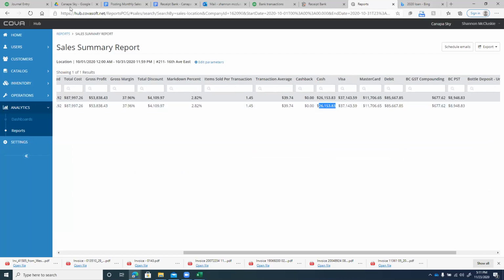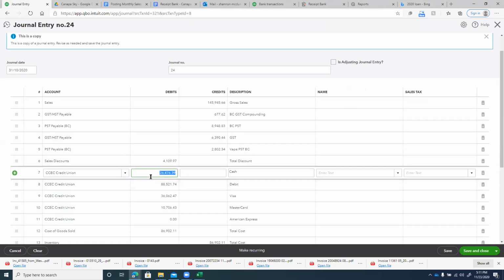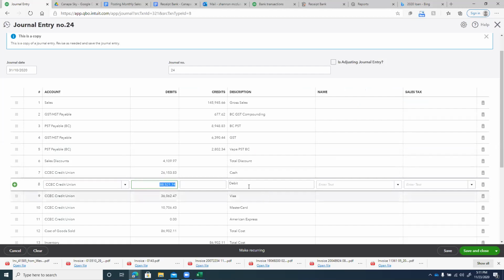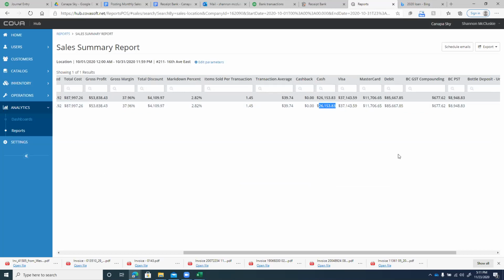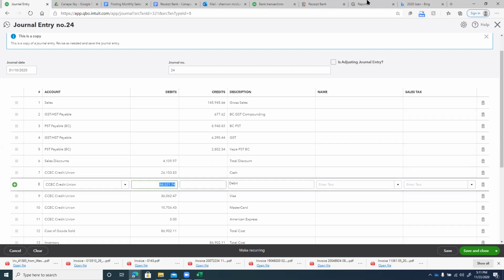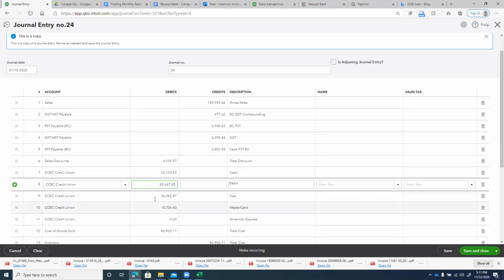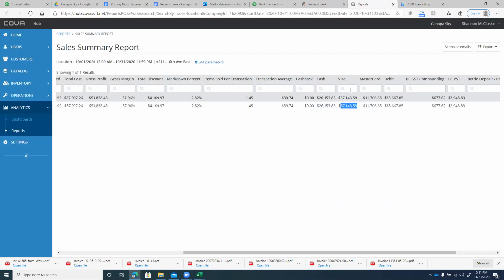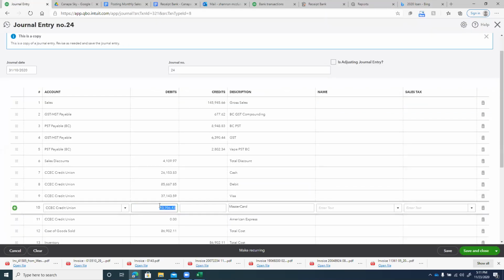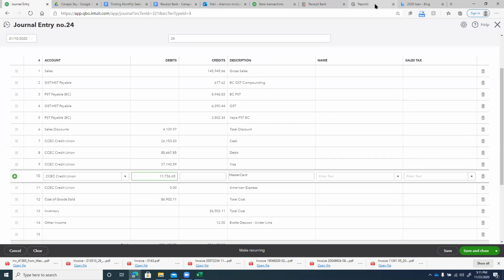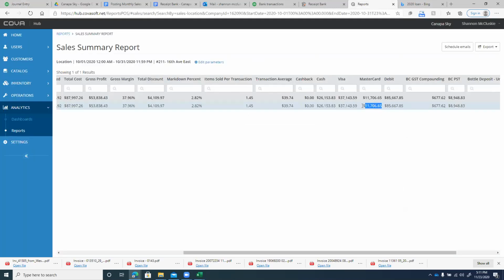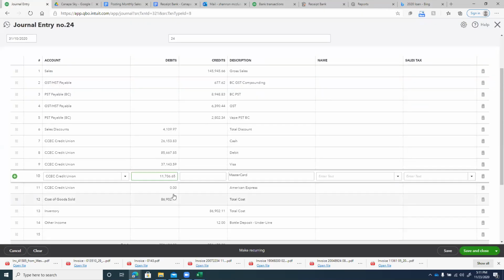Cash. Next is debit. I'm going to go over here and find debit. I'm going to go here and find Visa. MasterCard. It's usually not American Express. We're going to leave that blank.